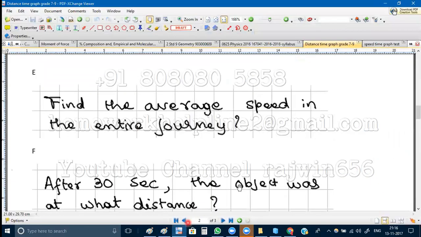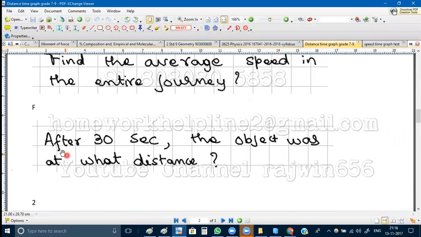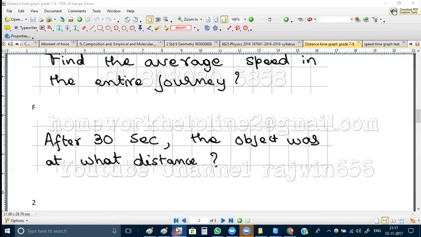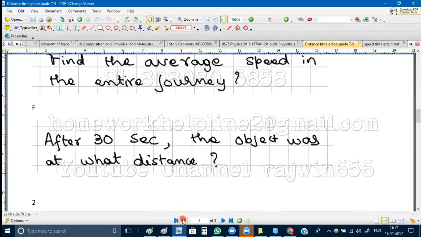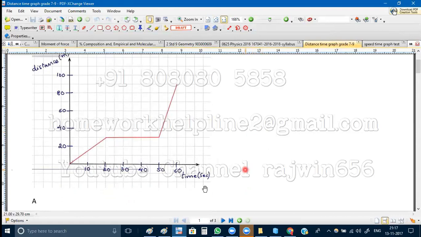Next question. After 30 seconds, the object was at what distance? 30 seconds is this. You look here like this and then you look here like this. After 30 seconds, you go from here to here and then from here to here. The distance will be 30 meters.